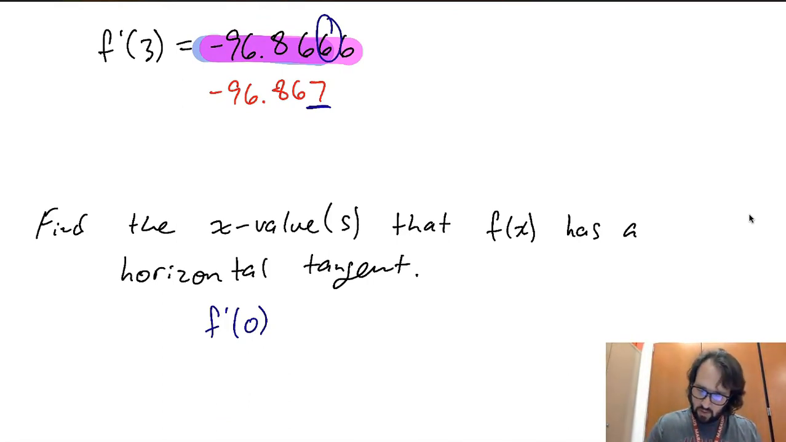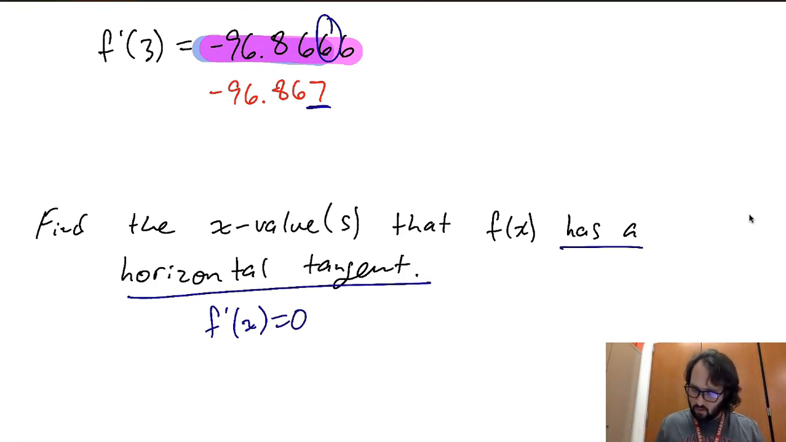Oh wow, I wrote that totally wrong. It's not f prime of 0. It's when f prime of x equals 0. So the x values that it has a horizontal tangent is when f prime is 0. I'm sorry, when the slopes are 0, right? The outputs of the derivative are the slopes.